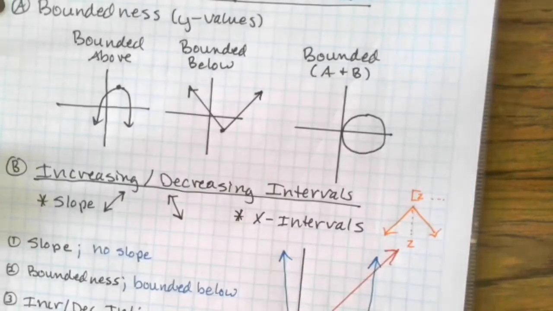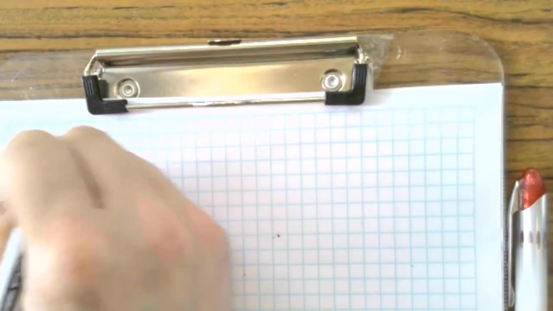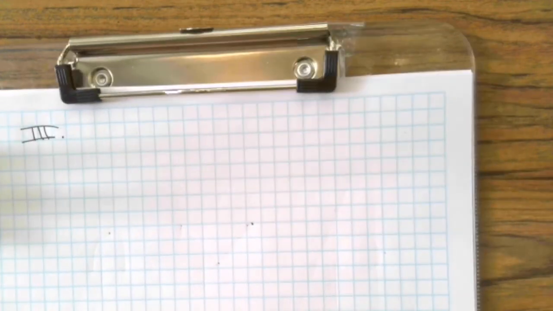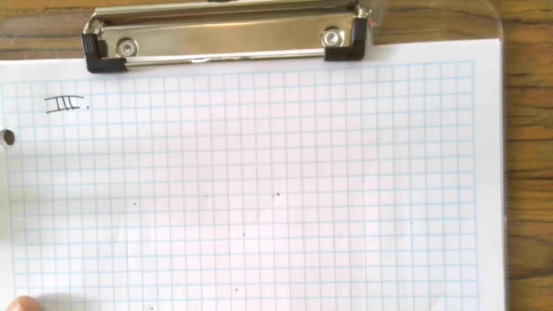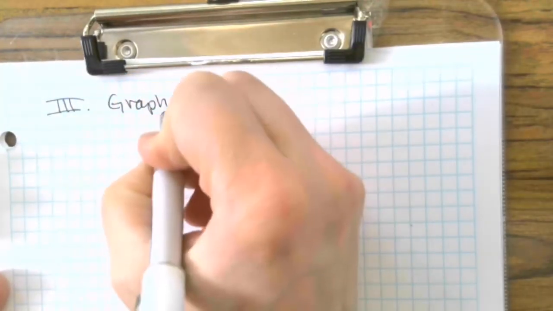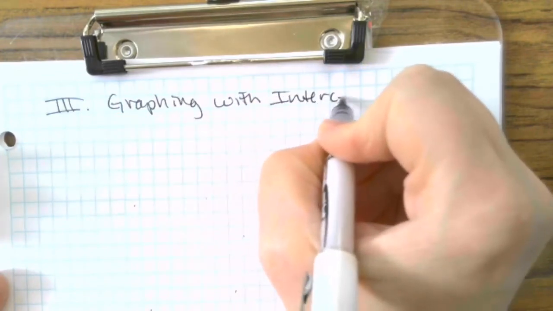Okay, Roman numeral 3. This is kind of an add-on topic that I've had questions about. Graphing with intercepts.